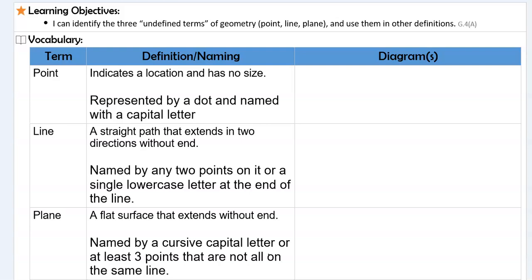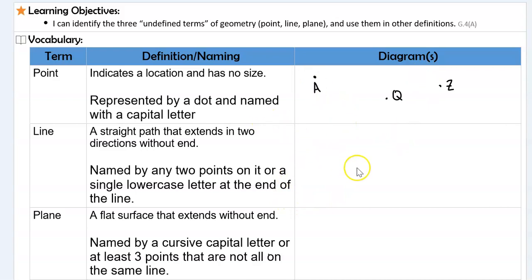Our first term is a point, and a point indicates a location and has no sides. So we might represent that with a dot and then a capital letter to name it. So I could have point A, I could have point Q, I could have point Z. You notice that every time I do put a dot, and although these dots do technically have size, we work with the understanding that a point is actually infinitely small and has no size.